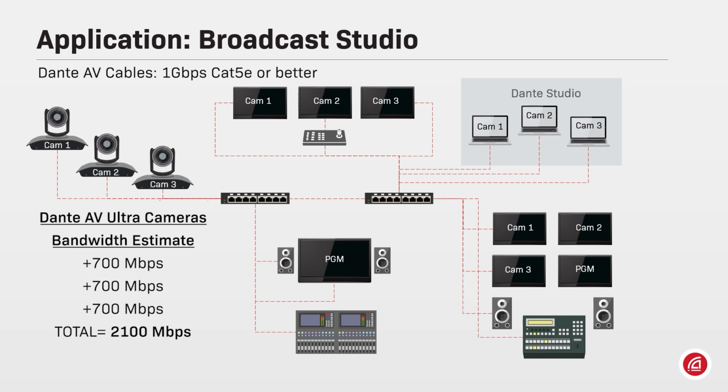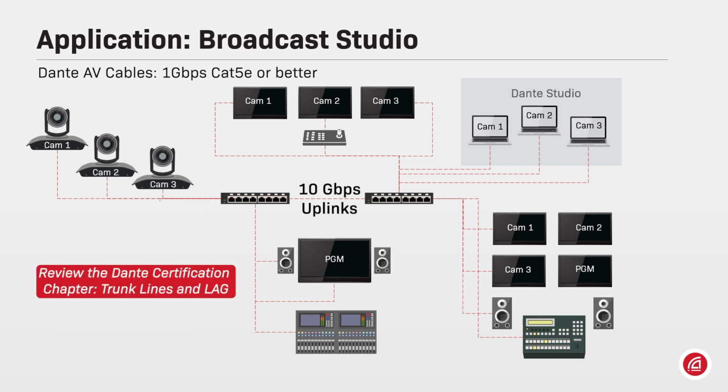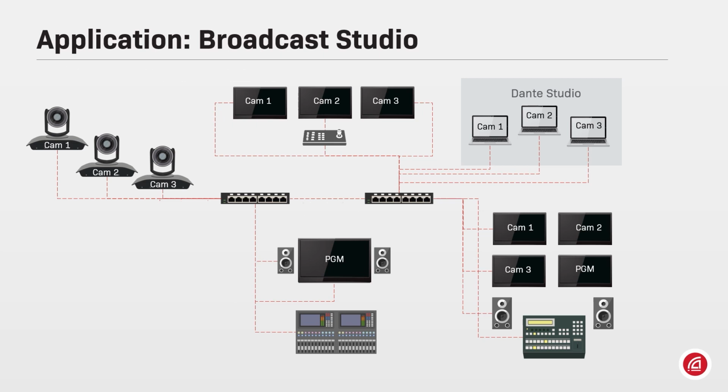If the sum of all Dante AV video flows will exceed 1 gigabit per second, it's recommended to use switches with higher speed 10 gigabit ports or even link aggregation groups between two or more ports. To learn more about these concepts, please review the Dante certification program. In a typical broadcast studio, there are several teams working with feeds of that image.